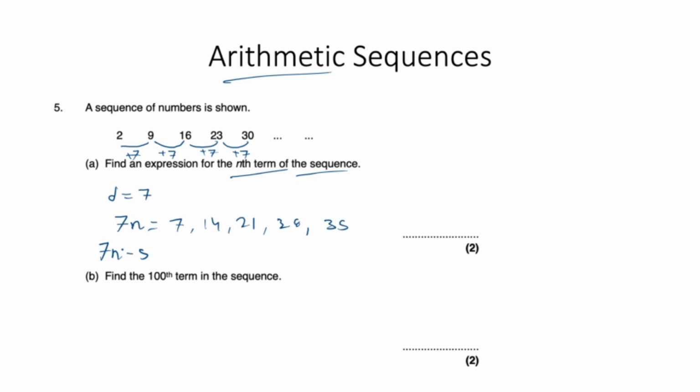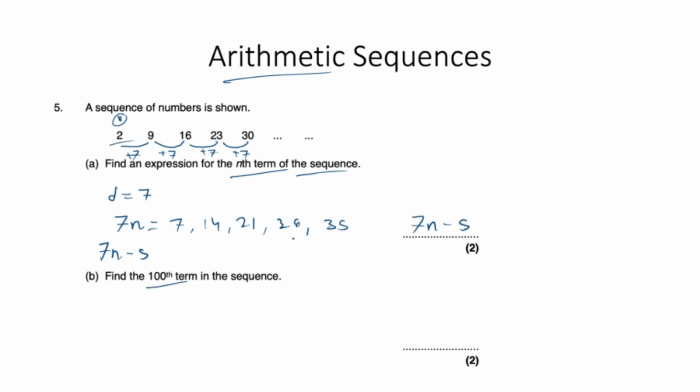Okay, substitute n by 1. Okay, the first term is when n is equal to 1. So you substitute n by 1 using the nth term, and you'll get 7 times 1, which is 7, minus 5, which is 2. So indeed it's 2. Okay, you can do that with the rest of the terms to check.